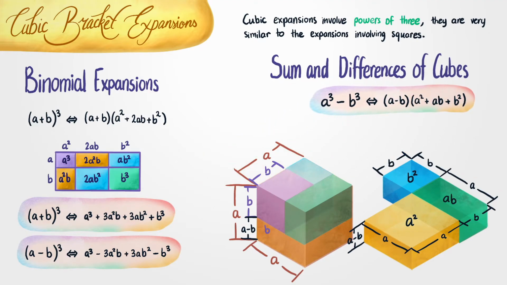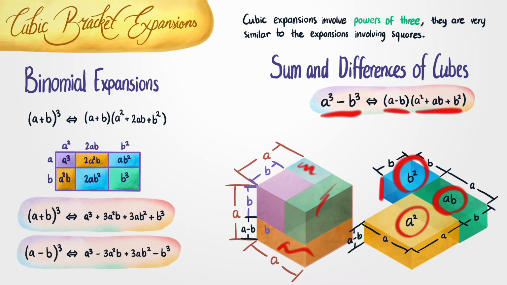So this brings us to our final formula here. We notice that a cubed minus b cubed is the sum of these 3 volumes over here, and it can be re-expressed as a minus b, which is this height, times a squared plus ab plus b squared, or a squared plus ab plus b squared.